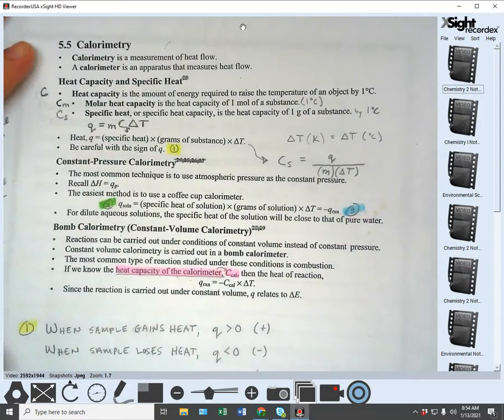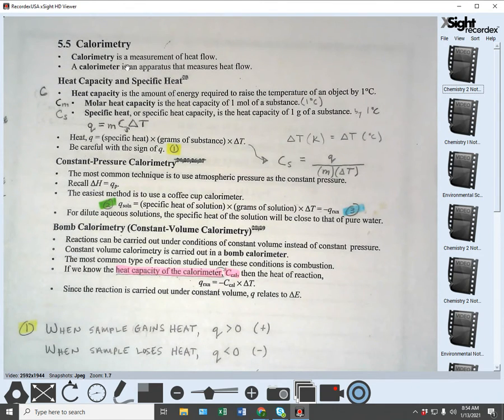Calorimetry is a measurement of heat flow, in other words, a measurement of energy. A calorimeter is an apparatus that measures heat flow. And there are tons of different types of calorimeters.